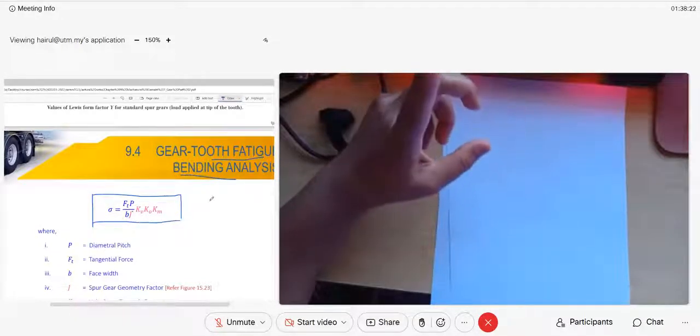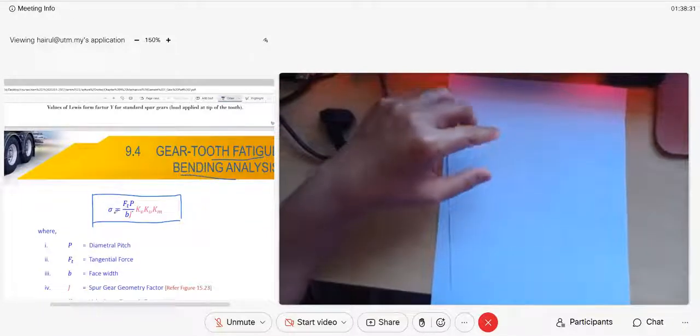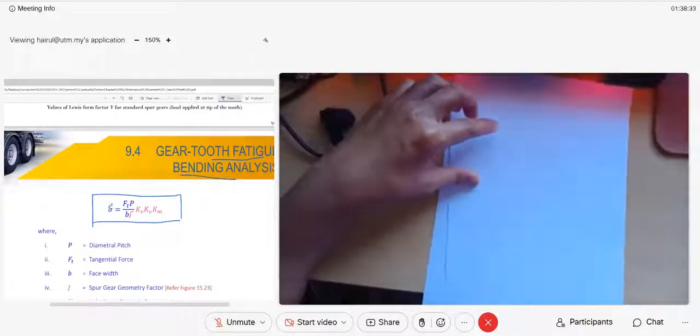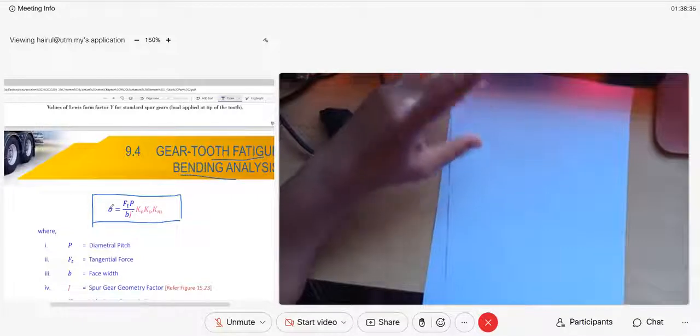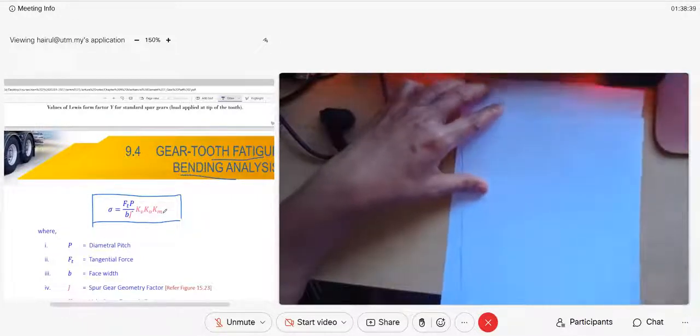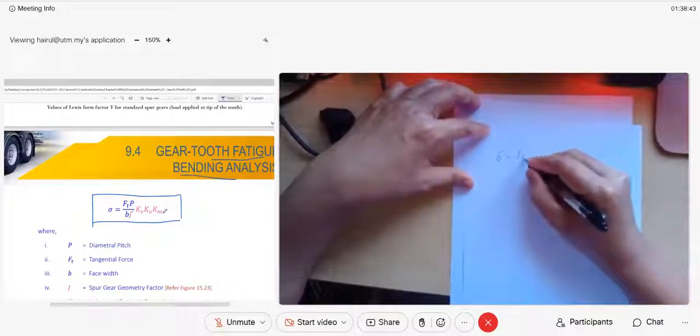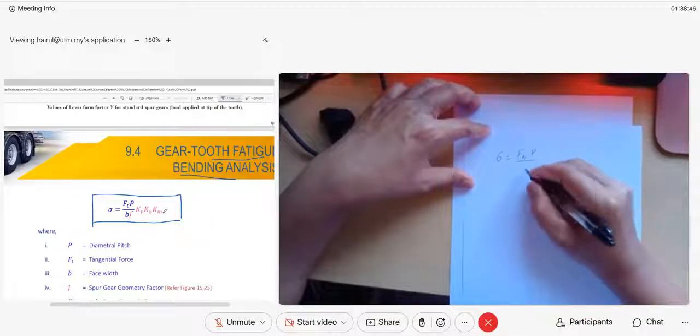For this one, for English units, because of the diametrical pitch, this one will be English. Your sigma will be in PSI. Sigma will be bending stress. It's not megapascal, it will be KSI or PSI. So for English, our bending stress sigma is your F tangent times diameter pitch over b.